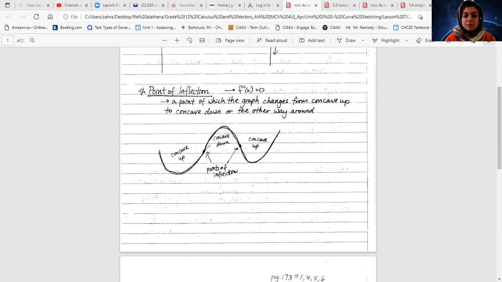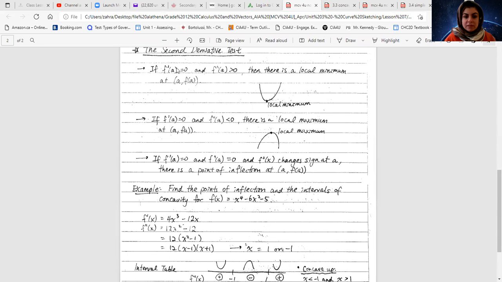There are points where the concavity changes. This point is an inflection point, and here is as well. The second derivative at an inflection point is 0. So the second derivative, as we said, at an inflection point is 0, right?